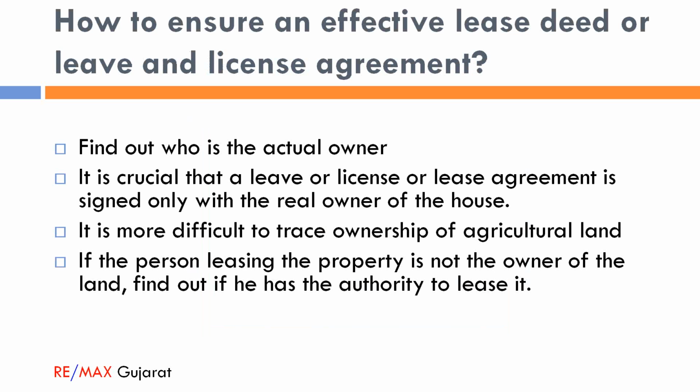So how do you ensure an effective lease deed or leave and license agreement, based on the things we went through in the last few slides? So find out who is the actual owner. It is very crucial that a leave and license or lease agreement is signed only with the real owner of the house. Find out who is the owner and even demand to see some papers establishing the name and identity of the owner.